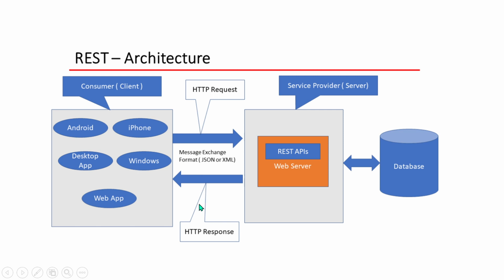It is sending the request. Whenever you are sending the request, there is a format. We can use JSON or XML. I will show you that. And then how the response is coming. So this request and response is called REST APIs. It takes your information, does the processing, then gets back the response. So this is the architecture of REST API.